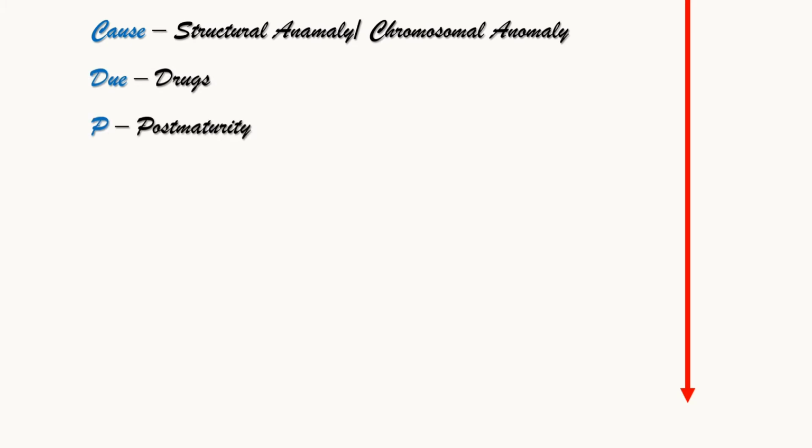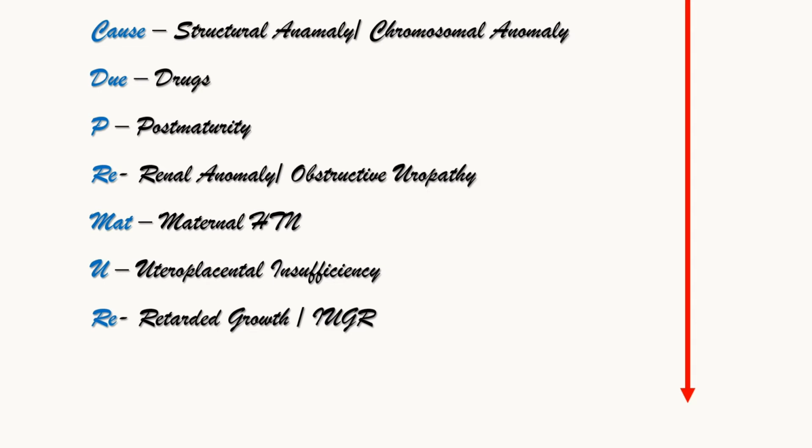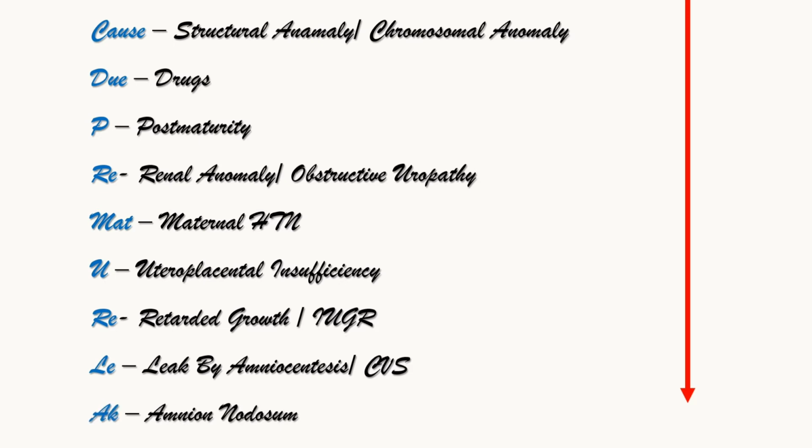So here P is post maturity and RE is renal anomaly, that can be obstructive uropathy. And MATURE, so maternal hypertension. U is uteroplacental insufficiency, RE is retarded growth or IUGR. LEAK, LE is leak by amniocentesis, which means chorionic villus sampling. Next, AK, which is amnion nodosum. So here K is silent, you can remember it like this: amnion nodosum.